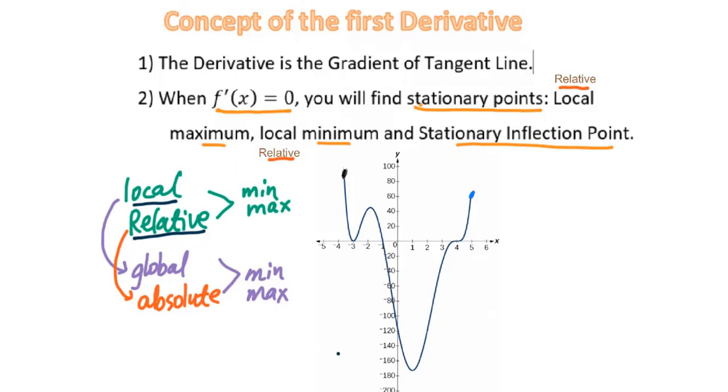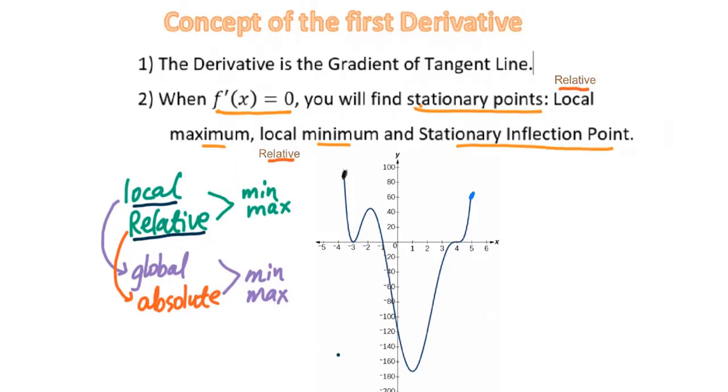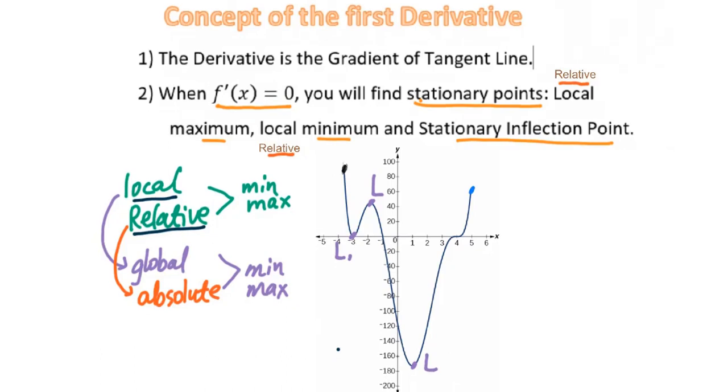So what's the difference between local and global? For example, we call this a local minimum. I use L to stand for that. This one we call a local maximum. Here, this one is a local minimum. When you're talking about the local, it has to be the turning point.